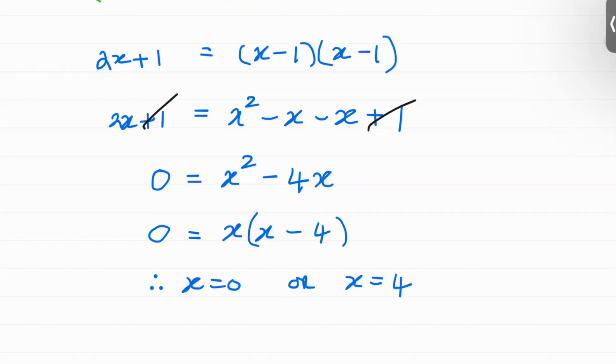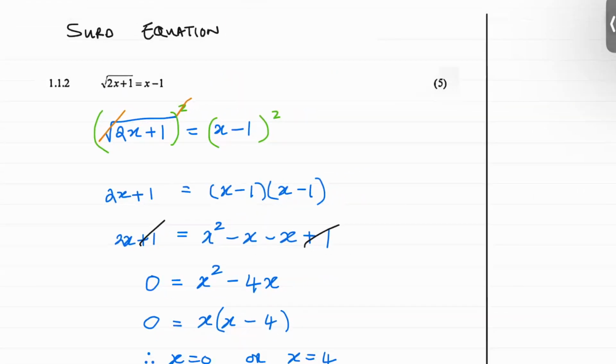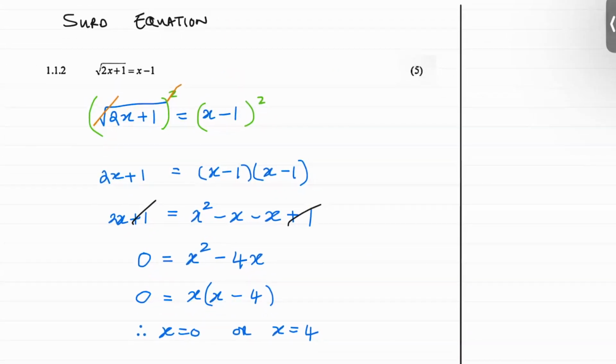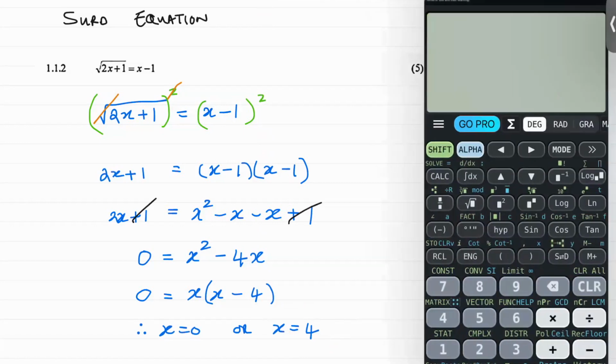Now, when you're done with an equation like this, you always need to check your answers, okay? You always need to check your answers. So how do I do that? Well, substitute x equal to 4 into your equation. So, okay, on my left-hand side, I'm going to say the square root of 2 times 4 plus 1. And that gives me the answer of 3.